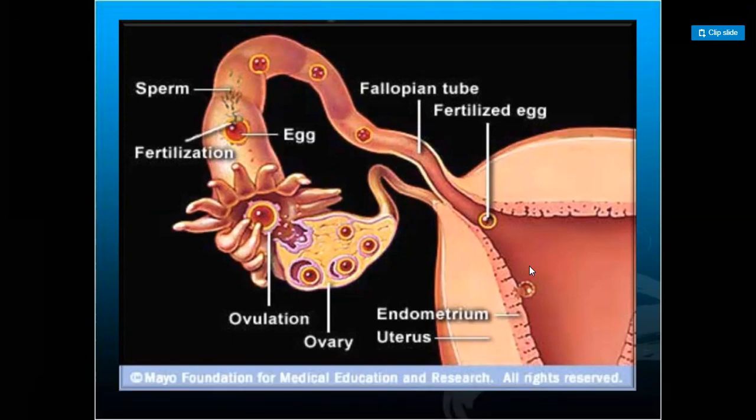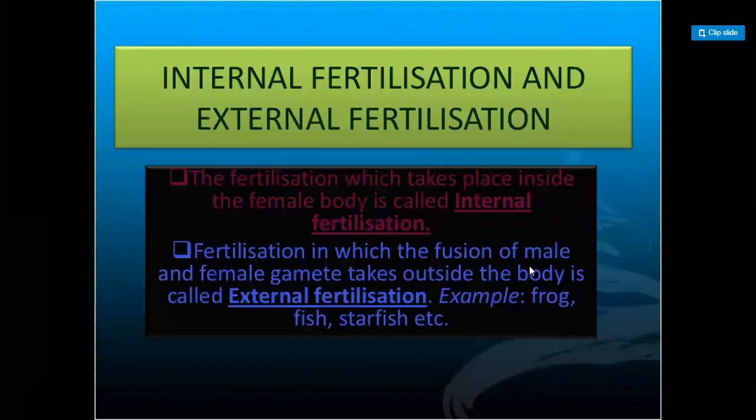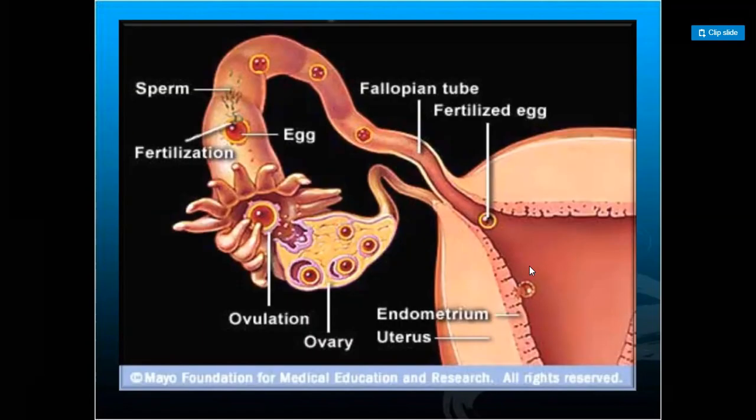The embryo continues to develop in the uterus. It gradually develops body parts such as hands, legs, head, eyes, ears, etc. Right? The stage of the embryo in which all the body parts can be identified is known as the fetus. And the fetus is attached to the uterus by a special structure called the placenta. The placenta provides oxygen and nutrients to the fetus and also removes waste.